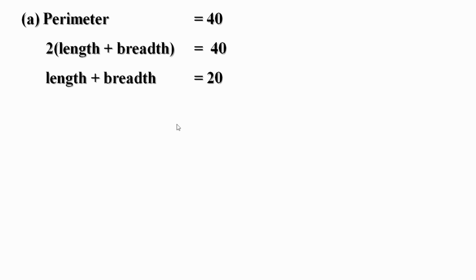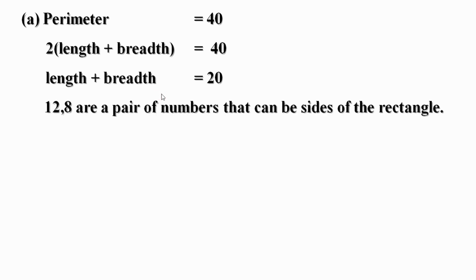That is, we can write 1 and 19, we can write 2 and 18, or we can write 3 and 17. Even we can write 9.5 and 10.5. We are considering only rectangles with perimeter 40. Only one condition. So we can write any pair of numbers with sum 20. Here I am writing only one example, 12 and 8. Now we have to find sides of a rectangle with perimeter 40 and area 96.